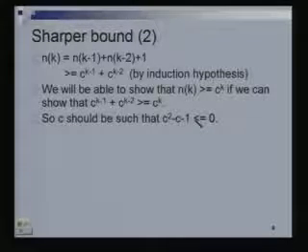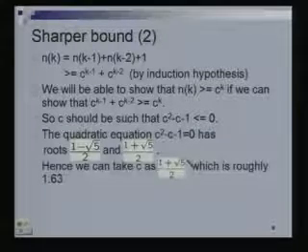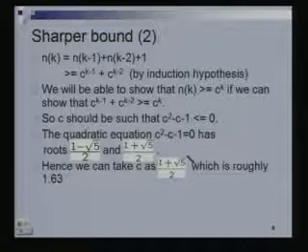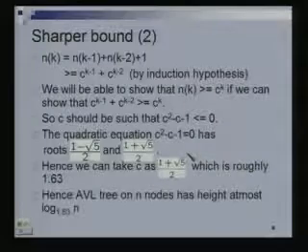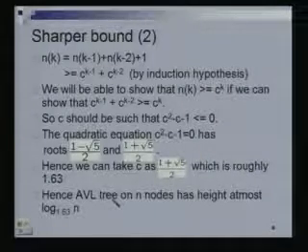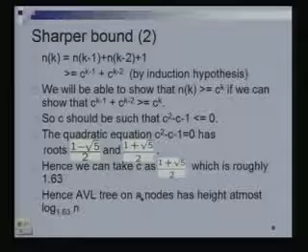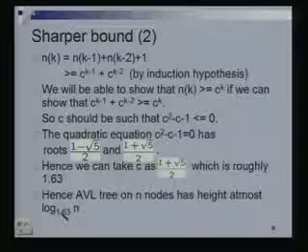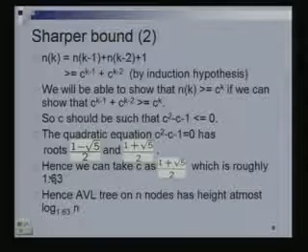At the end we get n of h is greater than or equal to 1.63 to the power h minus 1. So please make that small correction. And so you will have that the AVL tree on n nodes has height now log of n to the base 1.63, this quantity.